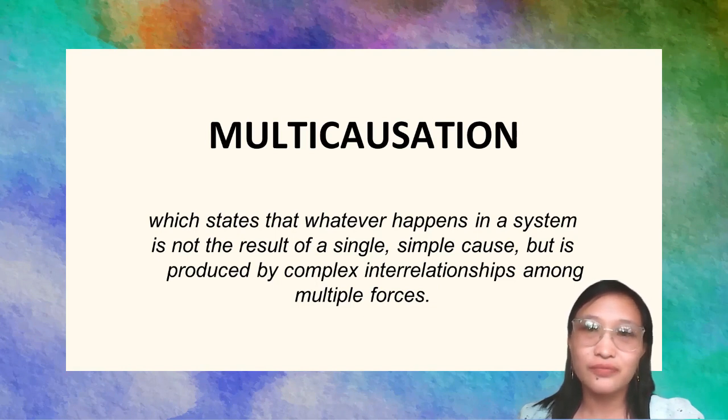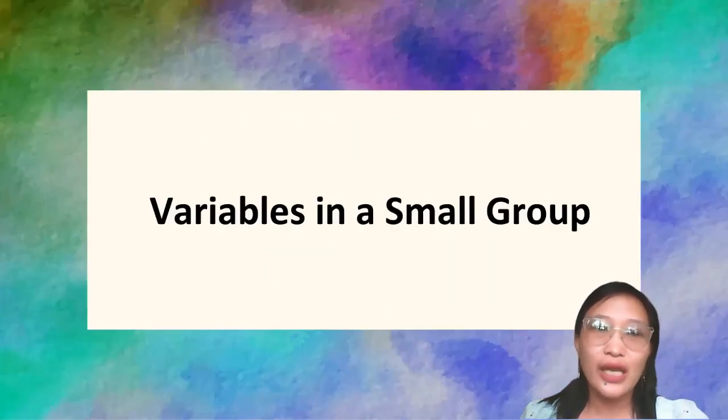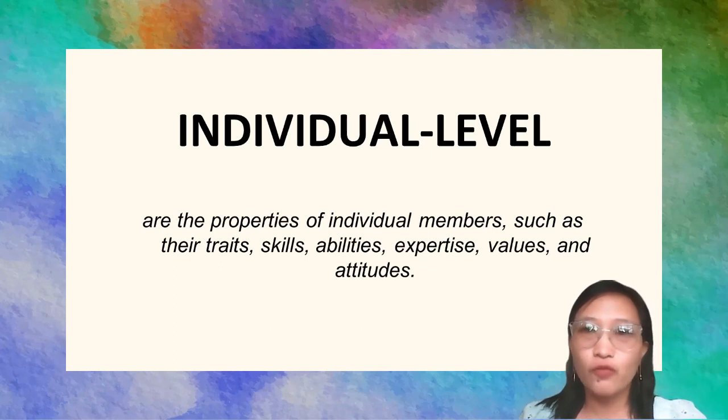So let's go to the third part of my report, which is the variables in a small group. So what are the variables in this particular small group? First, we have what we call the individual level. So individual level are the properties of individual members such as their traits, skills, abilities, expertise, values, and attitudes. The individual level focuses on understanding the behavior, attitudes, and characteristics of group members.